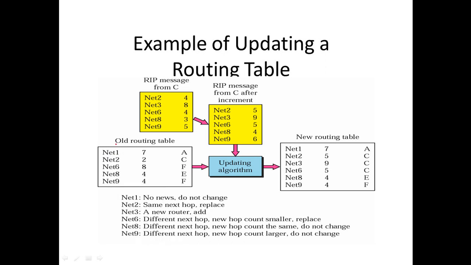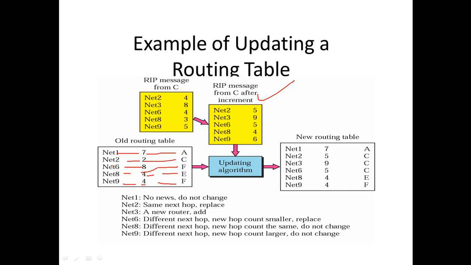Now, this was the old routing table. There were 7 hops from A to network 1. From C to network 2 there were 2 hops. From F to network 6 there were 8 hops. From E to network 8 there were 4 hops, and from F to network 9 there were 4 hops as well. Based upon this new information, it will update. If the new information is a good one, it will replace the old one, otherwise it will keep the old information. You can see that from A to network 1 there were 7, and this is only for C, so we just have to focus on C.